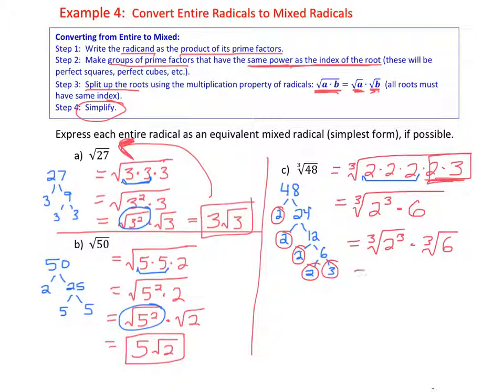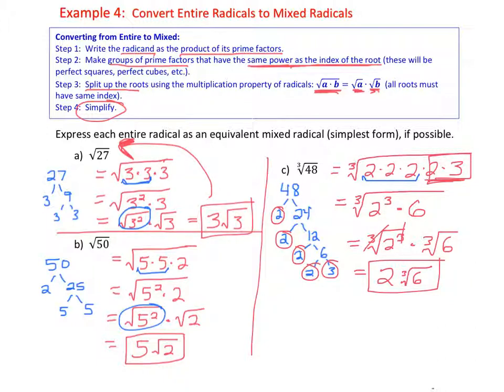And the cubed root of 2 cubed, of course the cubed root and the cubed cancel each other out, so you're just left with 2. And cubed root 6 doesn't simplify anymore, so that's our root that we're left with. So the cubed root of 48 is equivalent to 2 times the cubed root of 6.